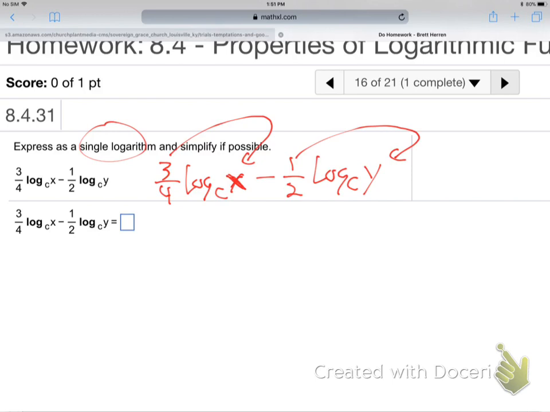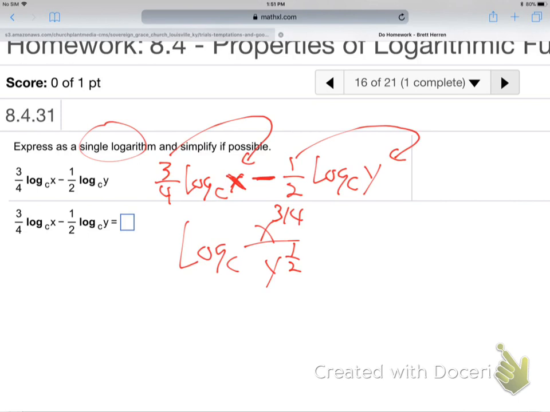Right, good. So what? Well, then that means log base C. I'm going to make it one log now. It's a subtraction. So what does that mean? It's going to be division, with the x and the y. And the x is going to have the 3/4 and the y is going to have the 1/2, and we're done. Is that good? See how that happened? The subtraction became dividing, and the numbers in the front went to the power.